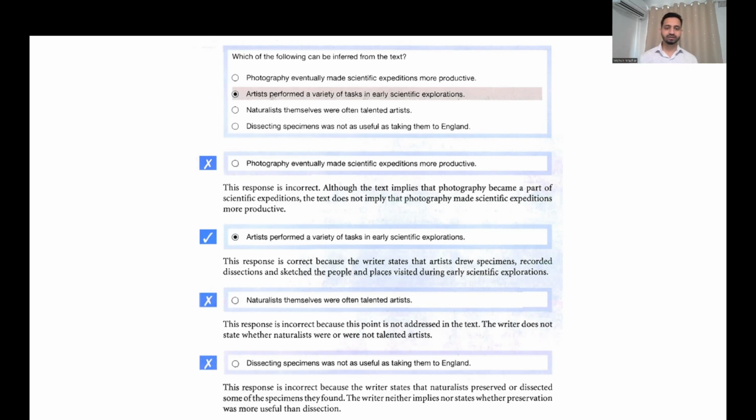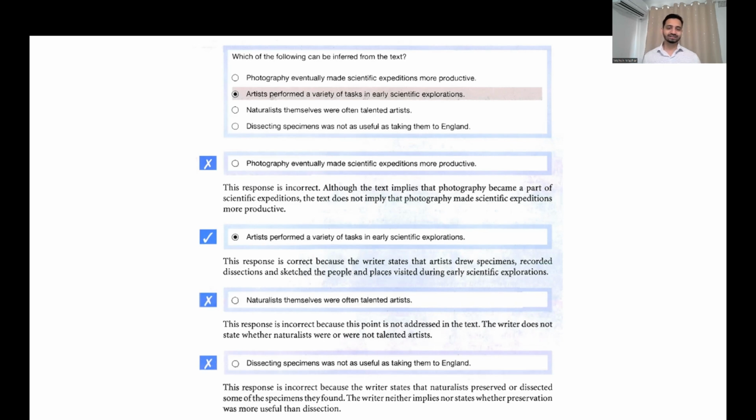Now let's talk about the third option. Naturalists themselves were often talented artists. This response is incorrect because it is not addressed in the text. The writer does not state whether naturalists were or were not talented artists, okay? Rather, it says that they used the works of the artists, right? So we can eliminate that for that reason.